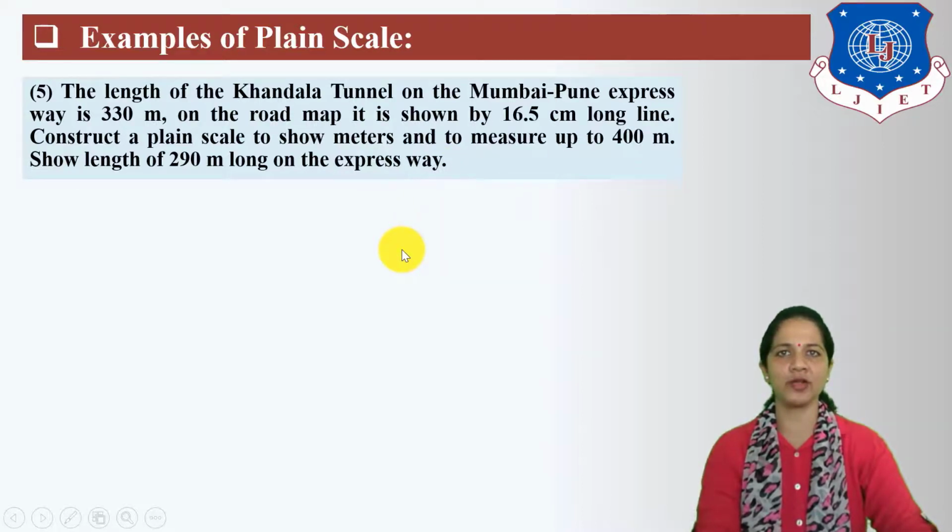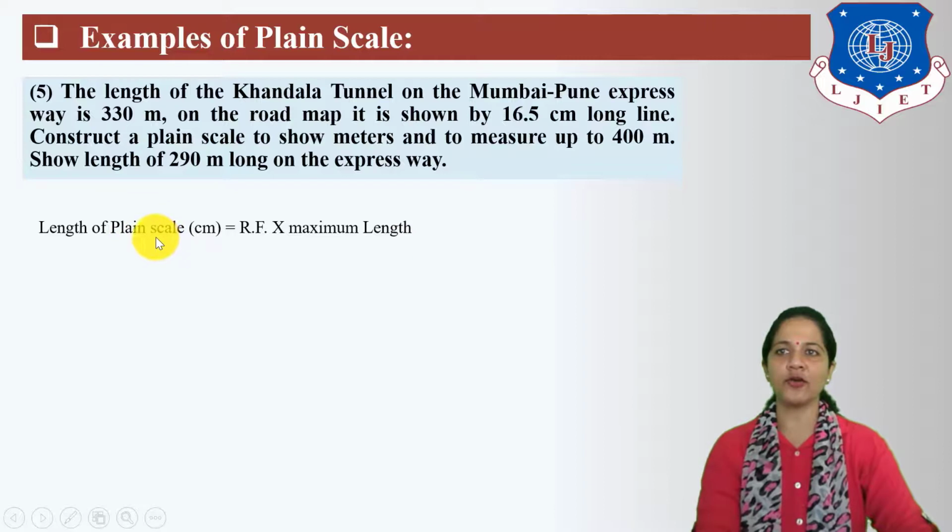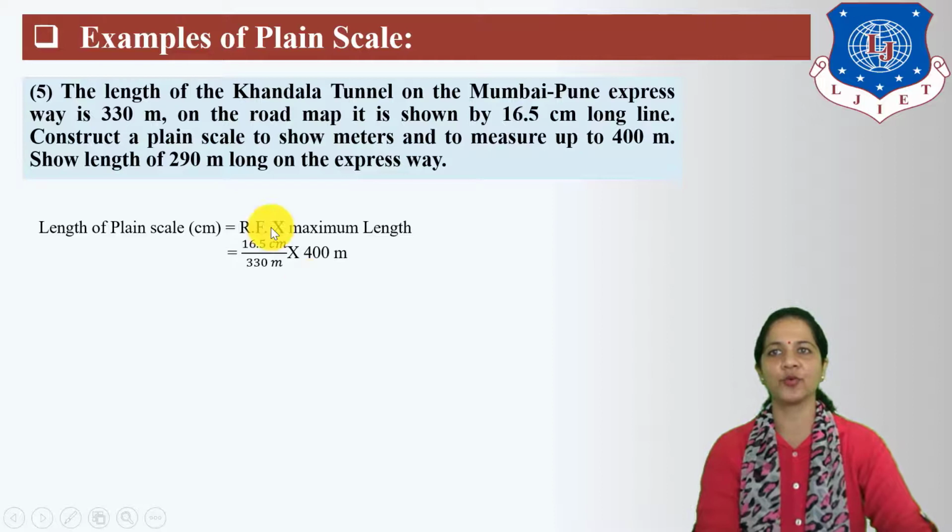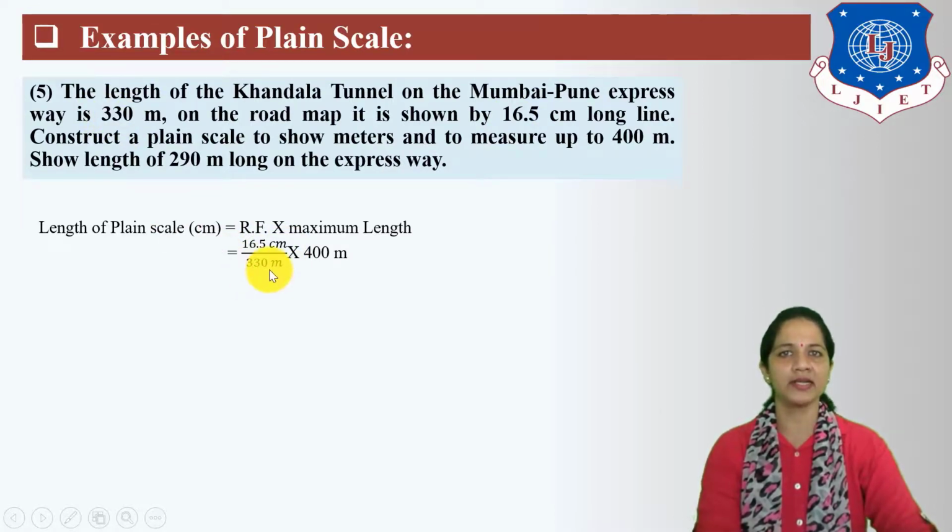First, as per rule, find out length of plane scale in centimeter, which is equal to RF into maximum length. Here RF is not given directly, but we know that RF is equal to drawing size divided by actual size. So put the value of RF from given data. Drawing size is given 16.5 centimeter and its actual size is given 330 meter. Maximum length is given 400 meter. So the answer in centimeter is 20.